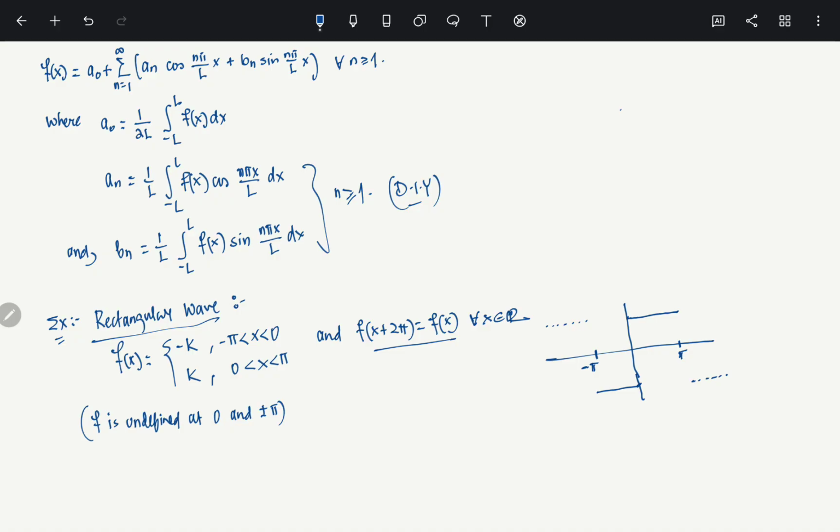It's a piecewise continuous function between minus pi and pi. 0 is the only problem here. Okay. So first of all, let's just find out what a naught is. So a naught in our case is 1 by pi, right?